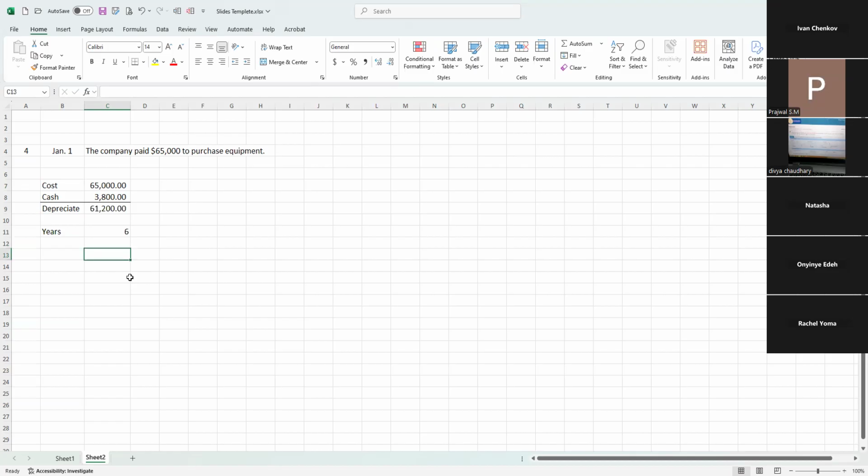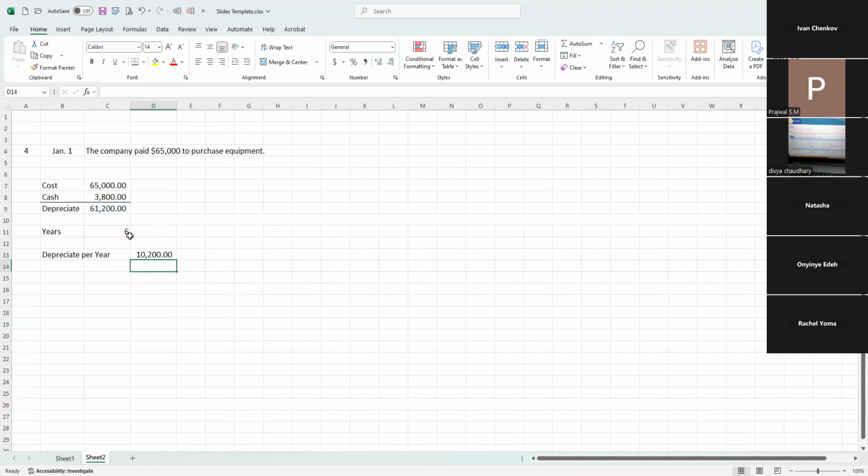So how much do we have to depreciate per year? The depreciable amount, the amount that we have to depreciate, divided by the 6 years. So every year we have to depreciate $10,200. So 10,200 times 6 is going to give us this amount, correct?